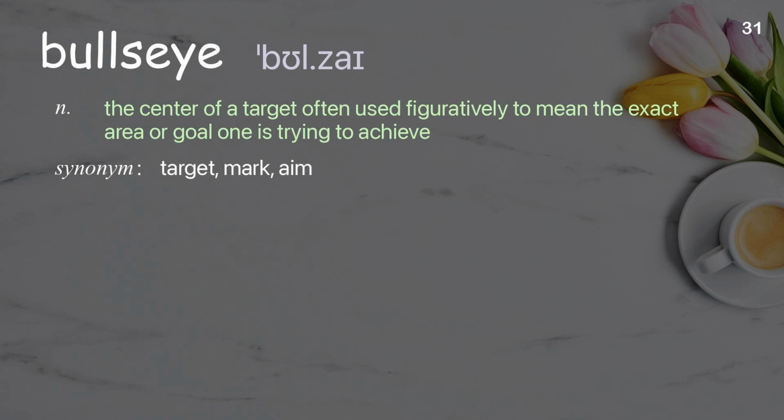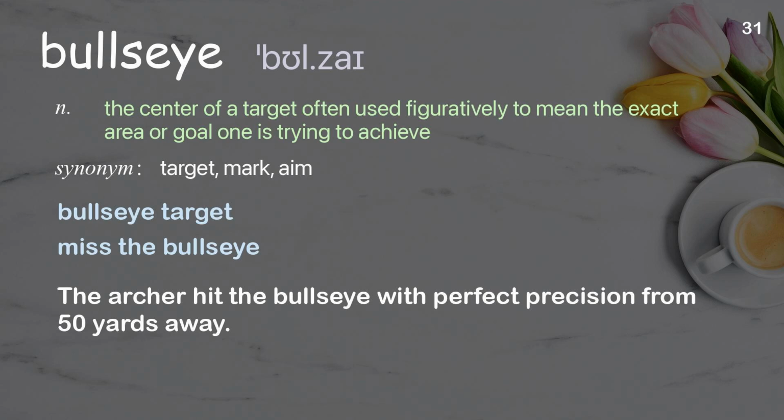Bullseye. The center of a target, often used figuratively to mean the exact area or goal one is trying to achieve. Examples: Bullseye target. Miss the bullseye. The archer hit the bullseye with perfect precision from 50 yards away.